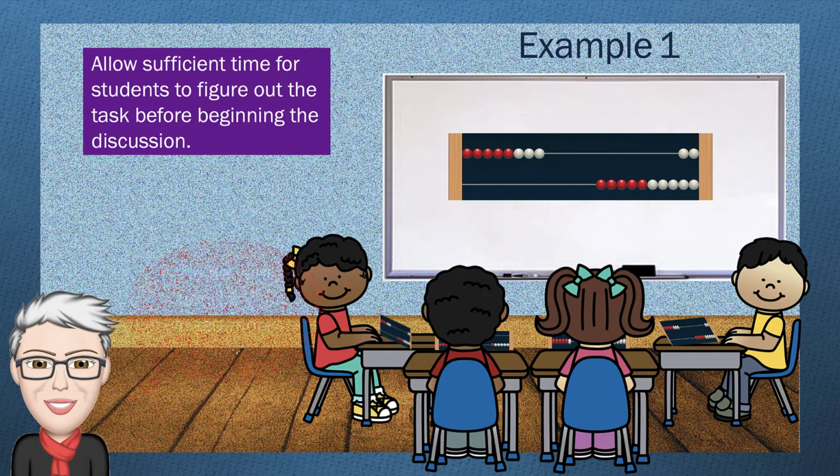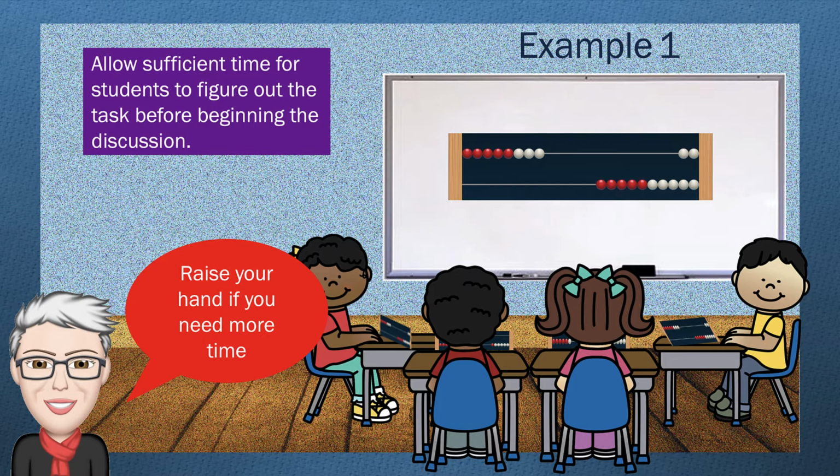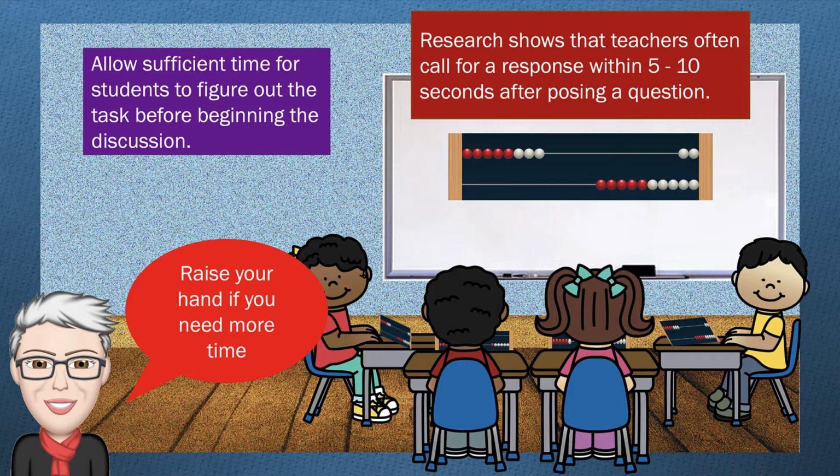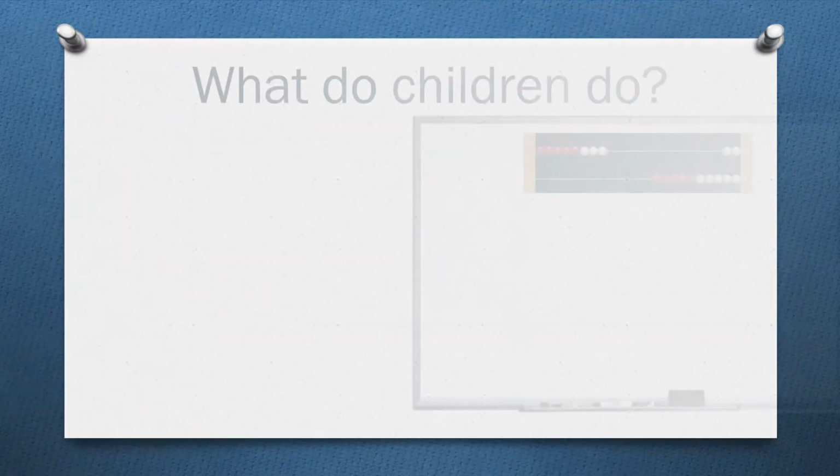How do you ensure that children have had enough time? One way is to ask them. Raise your hand if you want a little more time to figure this out. Or to privately say to individual children, "Have you figured it out yet? Would you like more time?" Just to emphasize this point a little more, research shows that teachers often call for a response within 5 to 10 seconds after posing a question. But if we pose a task that requires some figuring out, then surely we need to give children time to do so. What do children do?